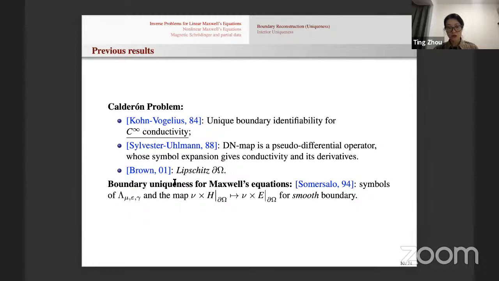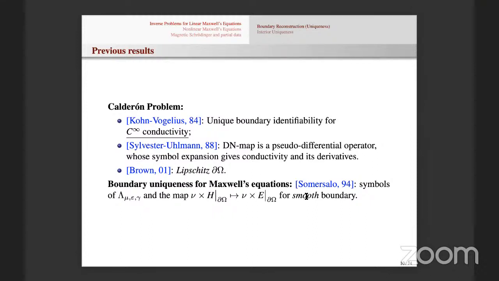As a parallel discussion for Maxwell's equations, the second paper here for Maxwell's equations was done by Somersalo in 1994, where he showed the symbols of the admittance map and the inverse map, the impedance map, for smooth boundary and smooth parameters.